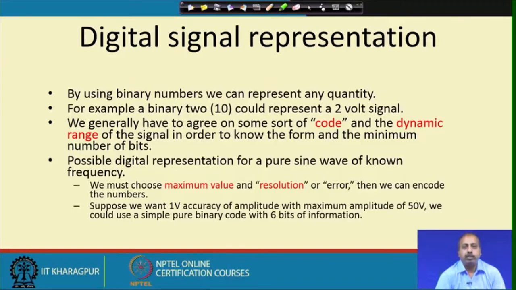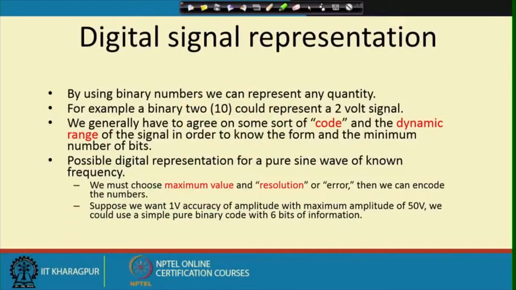Maybe if it is some voltage value, we can say that 0 is 0 volt and 1 is 1 volt, or 0 is 0 volt and 1 is 5 volt, or it may be 0 is minus 12 volt and 1 is plus 12 volt, or the other way. So, 0 is plus 12 volt and 1 is minus 12 volt. Like that we can have different types of conventions that we follow, but ultimately the information that we store is in some digital format.